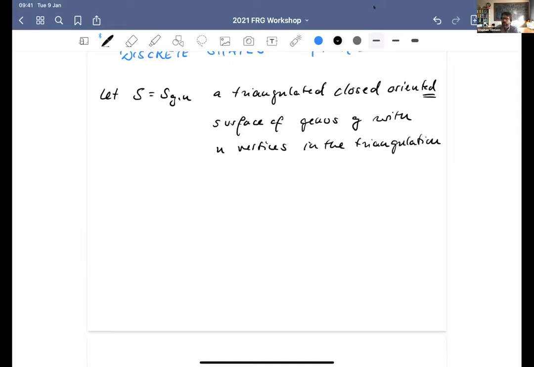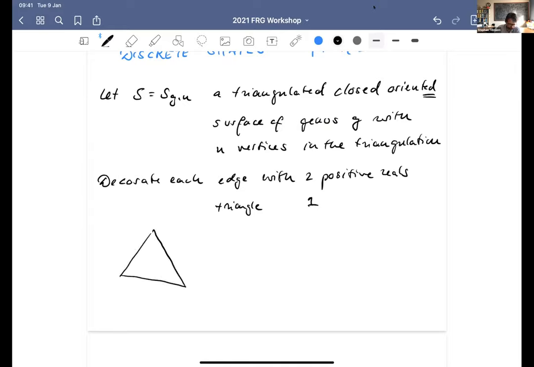So now what I want to do is decorate the triangles and the edges with positive real numbers. So decorate each edge with two positive reals, and each triangle with one positive real, okay? So we get kind of a picture like this here.